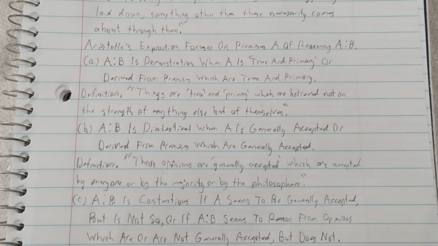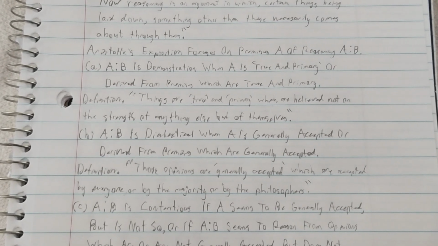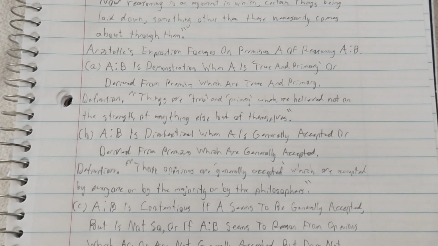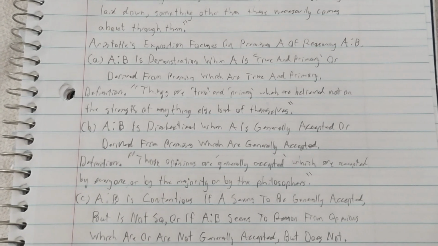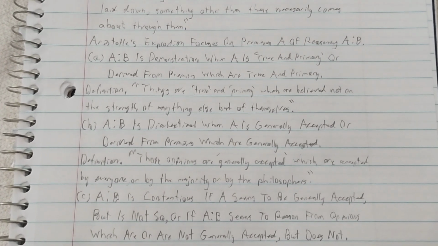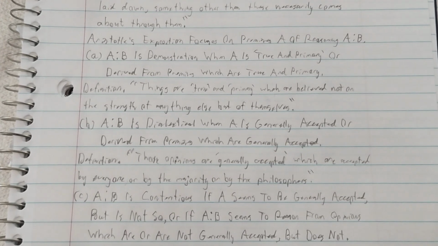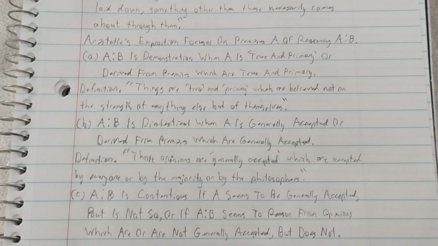First form. Reasoning from A to B is demonstration when A is true and primary, or derived from premises which are true and primary. Definition. Things are true and primary which are believed not on the strength of anything else but of themselves. A fundamental example being the principles of a science or a techne.